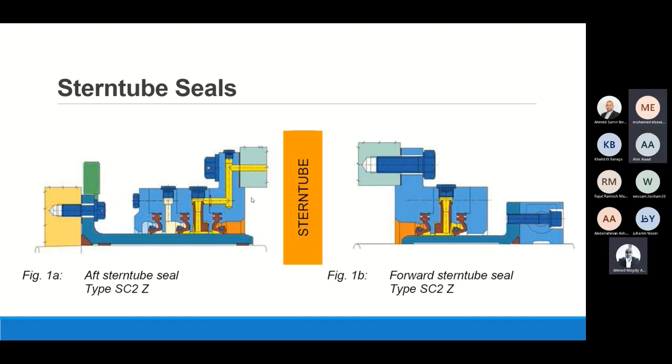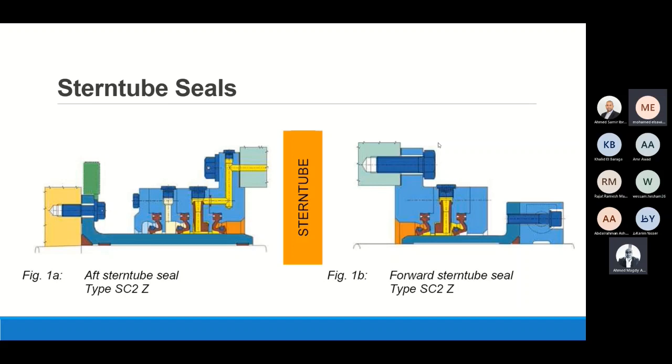Ahmad, my voice is clear. If I may ask. Definitely, yes. Thank you. So right now we have this aft stern tube seal. Yes, sir. And the main purpose of the lubrication is to lubricate the seal itself, not the bearing supporting the shaft. Yes, for this line.